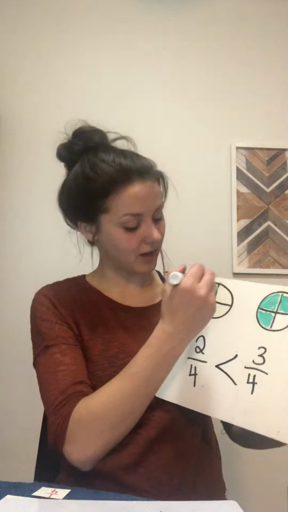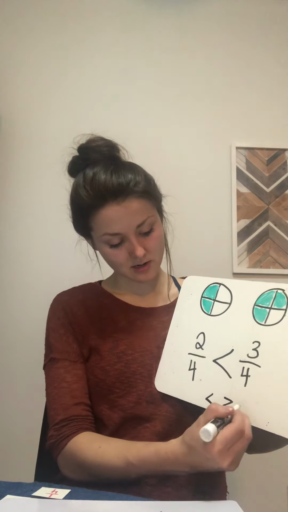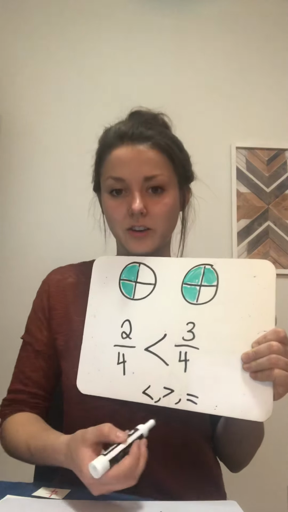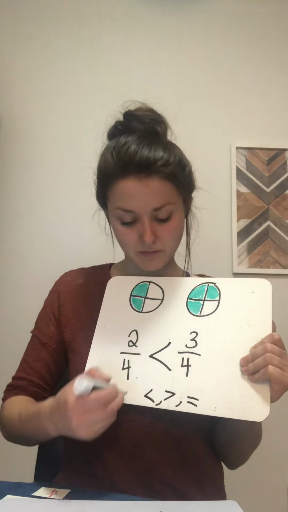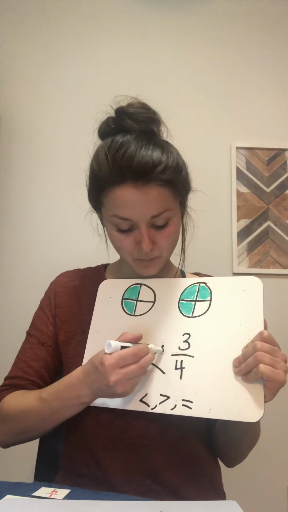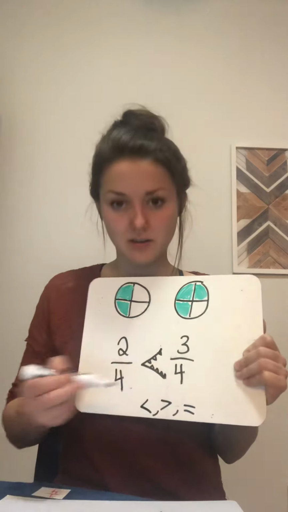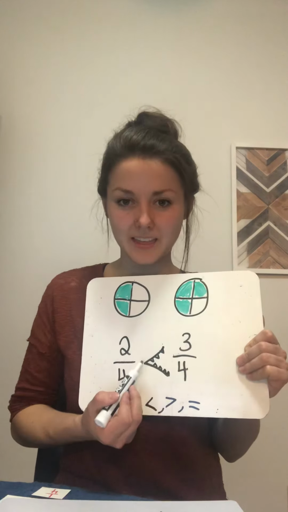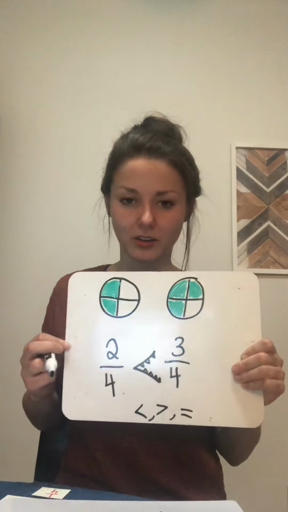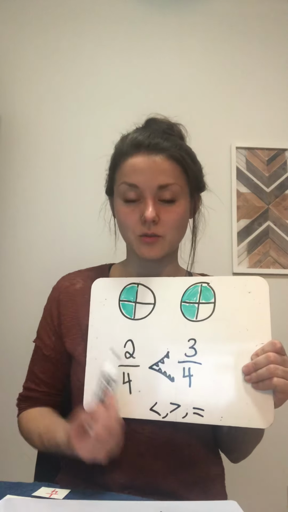And remember our greater than, less than, and equal to signs. Oh, that's actually less than, greater than, or equal to. We put the alligator teeth towards the bigger number, and the little point points at the smaller number. So what we're saying is 3/4 is greater than 2/4.